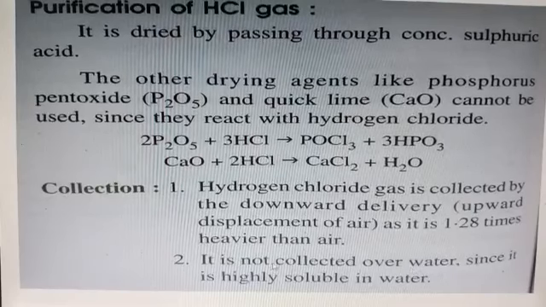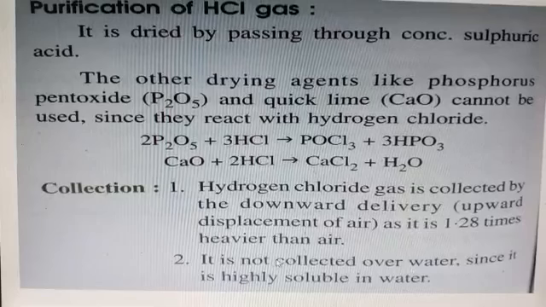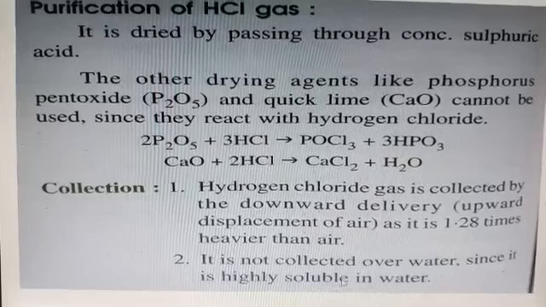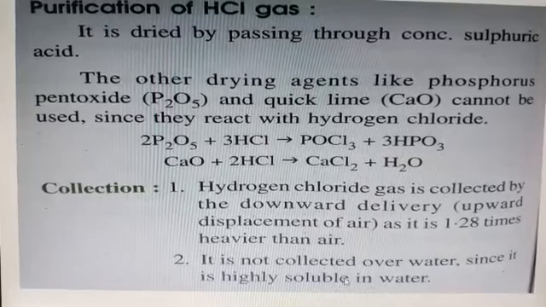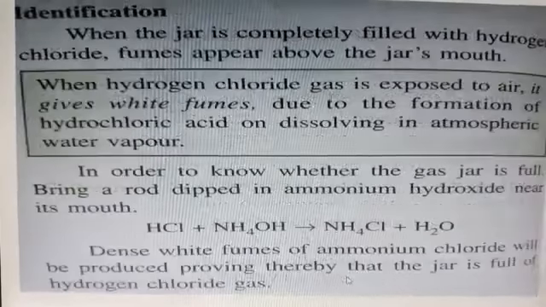Why is it not collected over water, by downward displacement of water or upward displacement of water? Because hydrogen chloride gas is highly soluble in water. That's why it is not collected using water, but it is collected by the upward displacement of air.